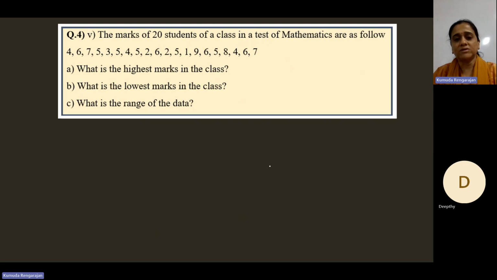Again, what is the highest mark of the class, the lowest, and the range? How do you find the range? Highest mark minus lowest mark. Here, you can write the formula specific like that also. Range is equal to highest mark minus lowest mark.